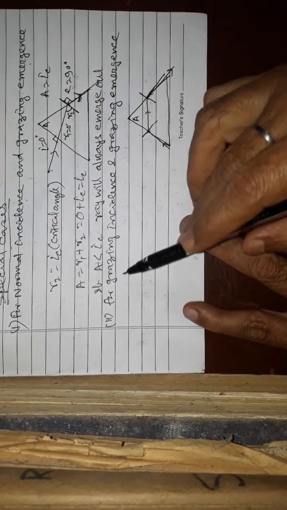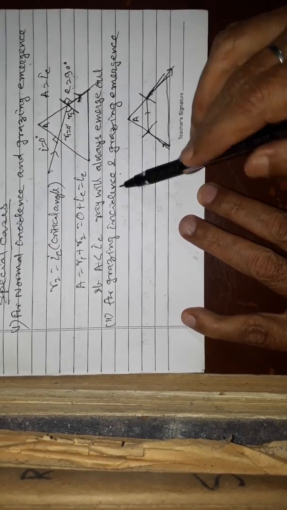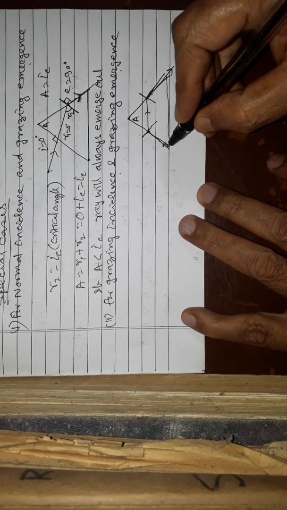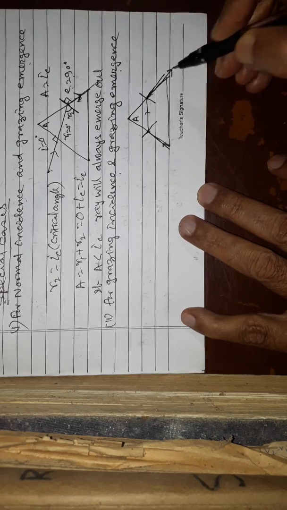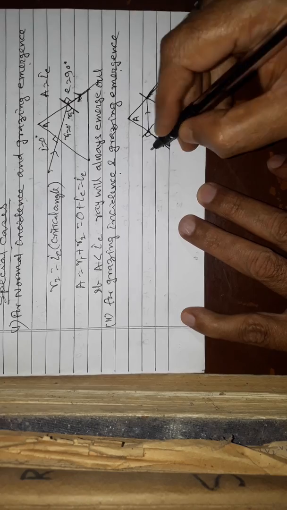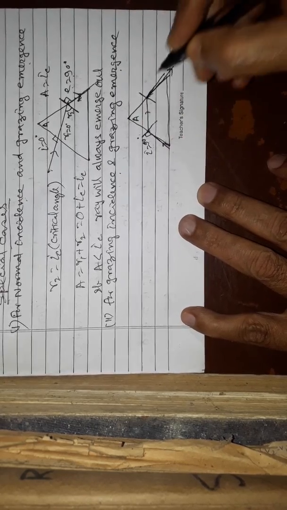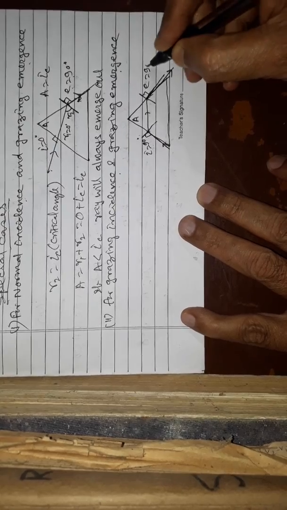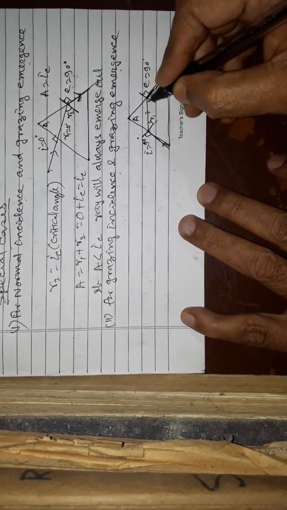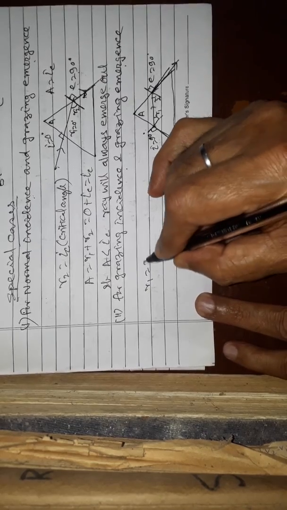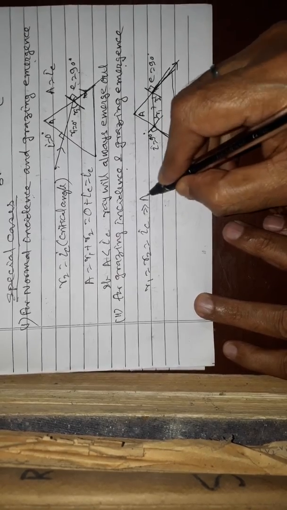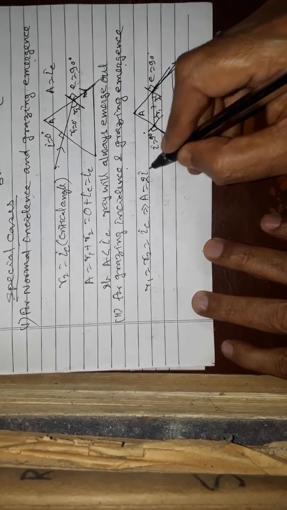Now the second case is grazing incidence and grazing emergence. That is, the ray is incident parallel to the surface and it is emerging out also parallel to the surface. So here the angle of incidence I is 90 degrees, E is also 90 degrees. This is R1, this is R2. So R1 and R2 both will be the critical angle. Naturally, the angle of the prism will be twice the critical angle.